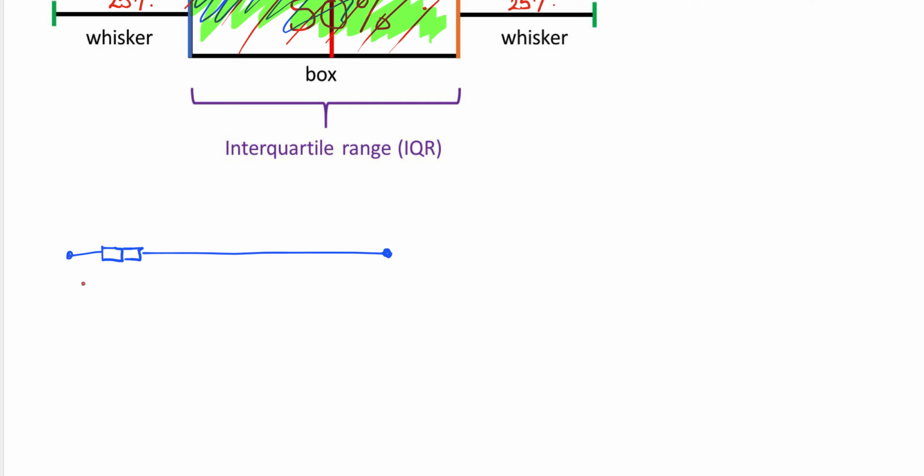So I have 25% of the data here, 25% of the data here, 25% of the data here. That means that in this bit, I have 75% of the data. And here I only have 25. If I have a histogram of this, it will be something like this.